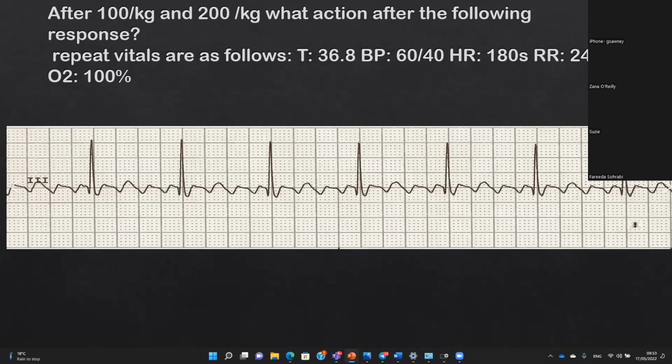Another agent that can help with atrial flutter is sotalol, for cardioversion and rate control. So it's an alternative second-line agent. However, the main thing is to discuss this with pediatric cardiology first.